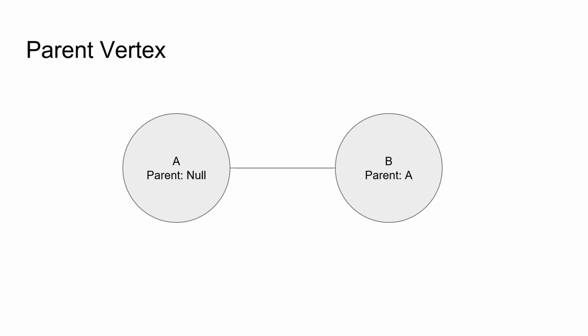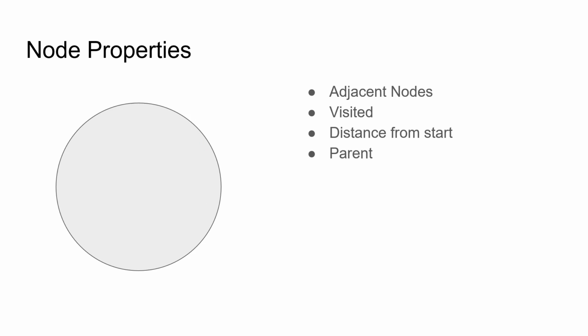Finally, we will also give each vertex a parent pointer. This will be used to keep track of the vertex's parent in the breadth-first tree. The parent pointer keeps track of the vertex that enqueued a given vertex and is used to determine the actual path taken. Now that we've covered the additional bits of data we're adding, let's get into the algorithm.